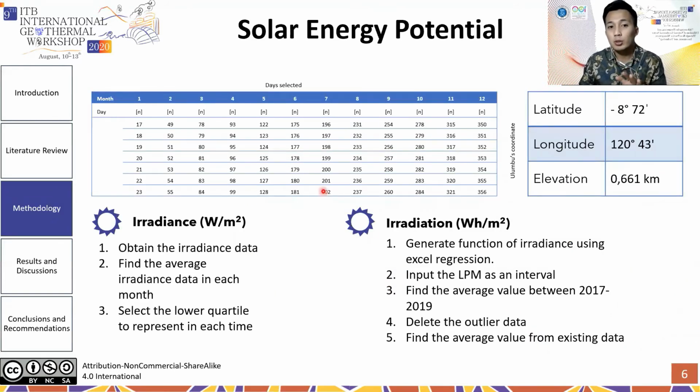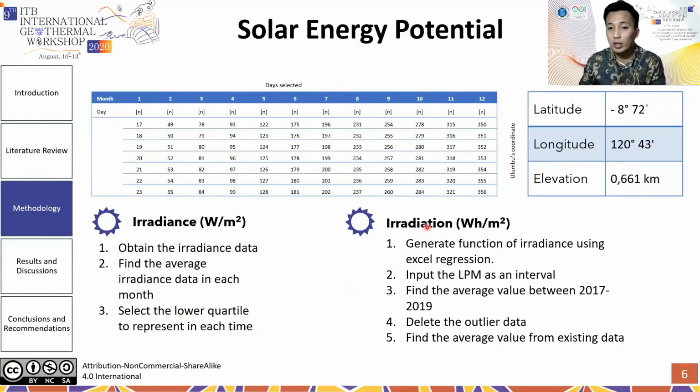And this table shows the days selected. It will be the same for the last 3 years, from 2017 to 2019. And this is the Ulumbu coordinate, to generate irradiance and irradiation more specifically. The first one, obtain the irradiance data. Second is find the average irradiance data in each month. And the third is select the lower quartile to represent it in its time.